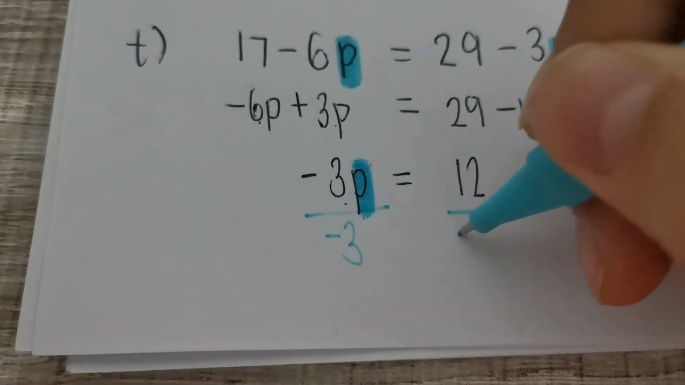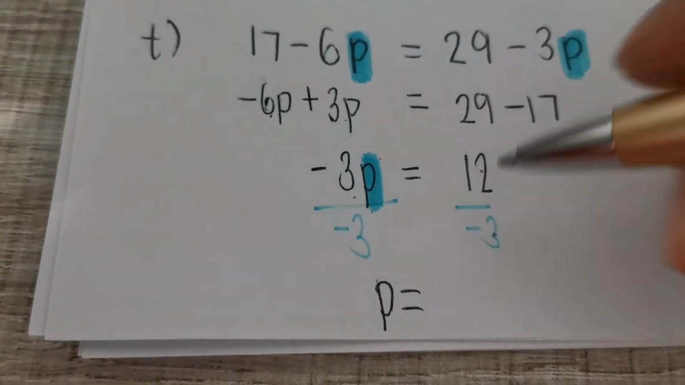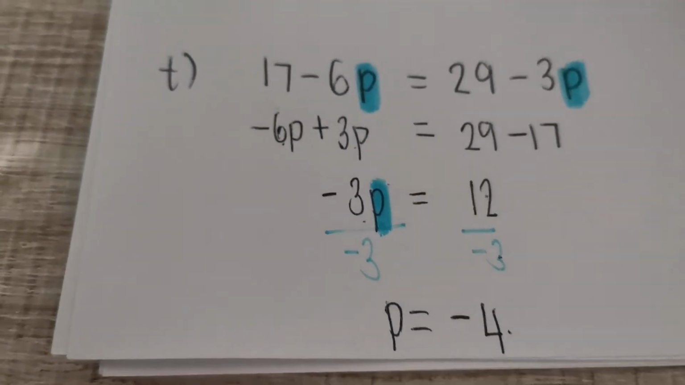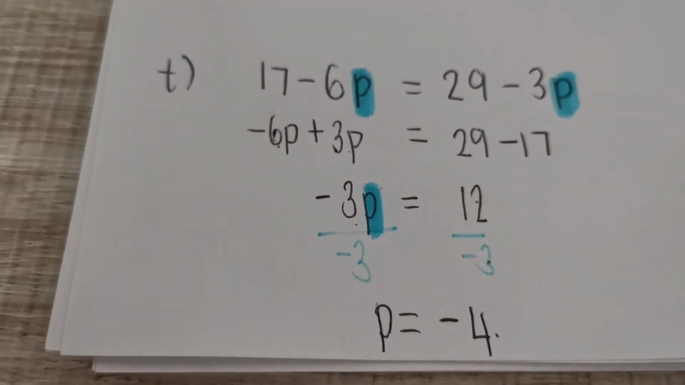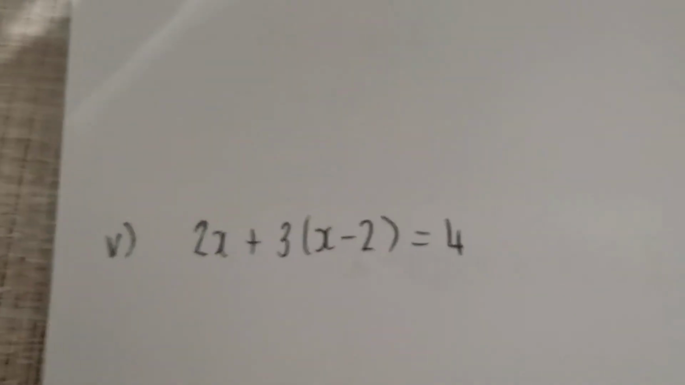Okay. I want this on its own. It has a negative 3 in front of it. That means multiply. What's the opposite of multiply? Divide. Divide one side, divide the other side. P equals 12 divided by negative 3 is negative 4. Okay, there's more.